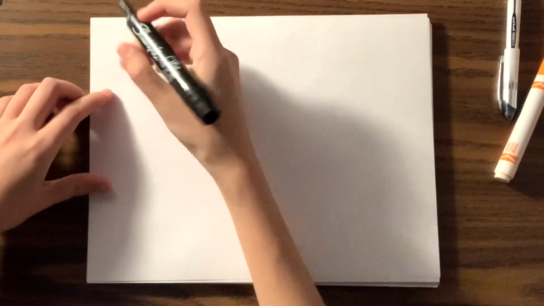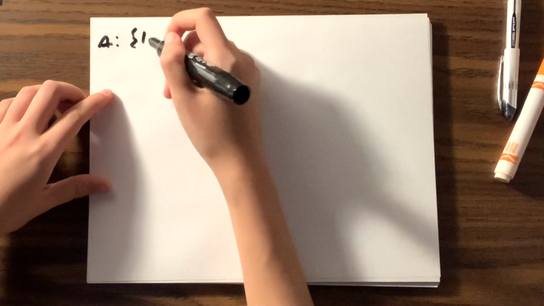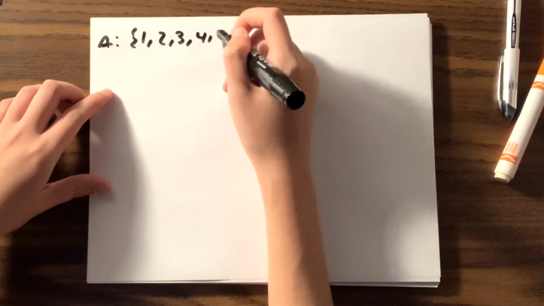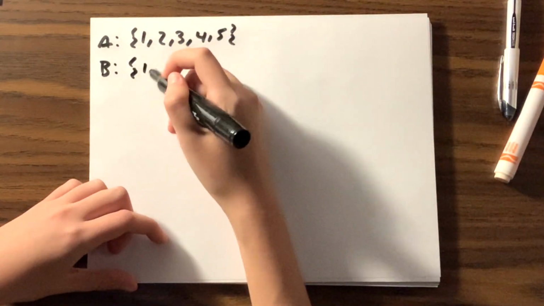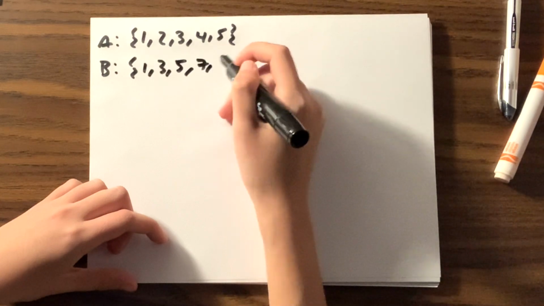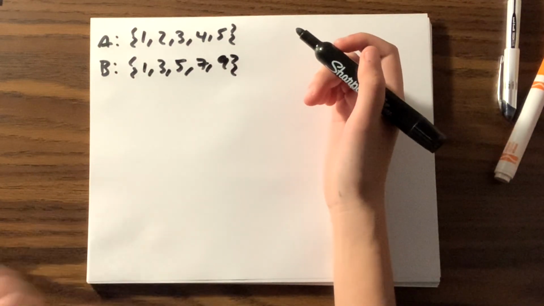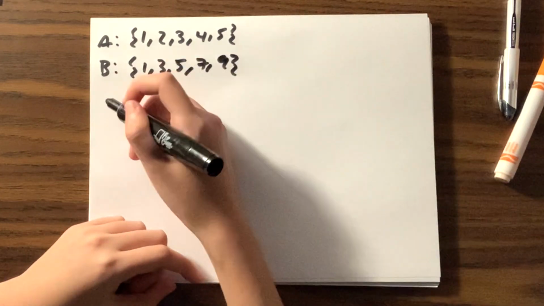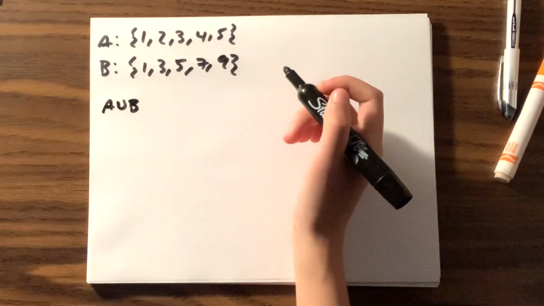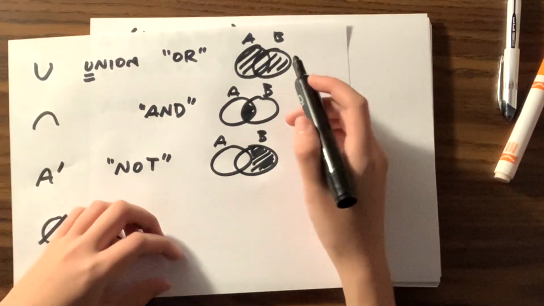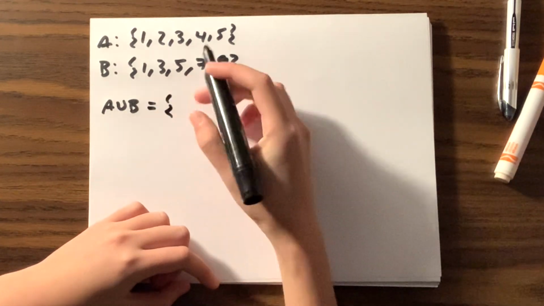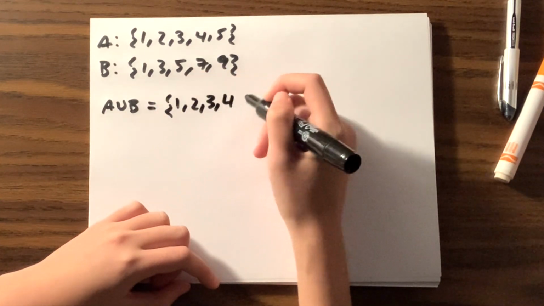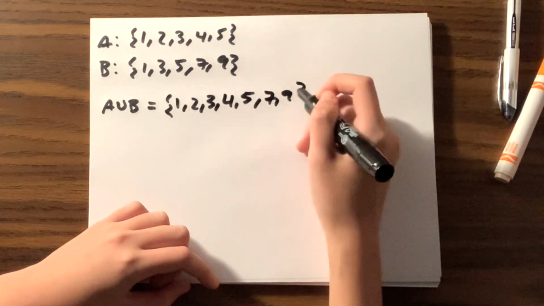So let's look at an example of this. Let's say we have set A, and we'll do 1, 2, 3, 4, and 5. And let's also define a set B. We'll do 1, 3, 5, 7, and 9. Let's say we want to look for A union B. Well, as we defined earlier, since this is a union, it's going to contain everything in A and B and the intersection in between. So this is going to equal 1, 2, 3, 4, 5, 7, and 9.